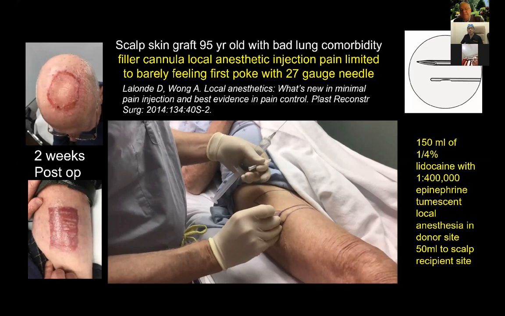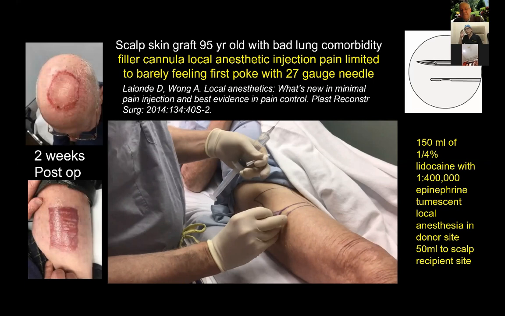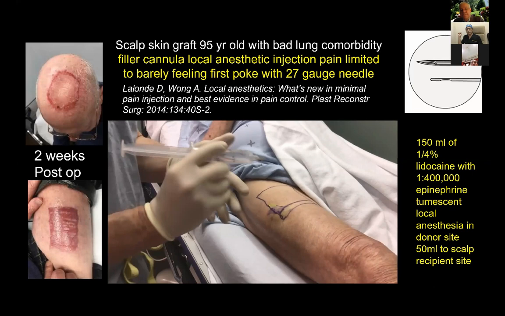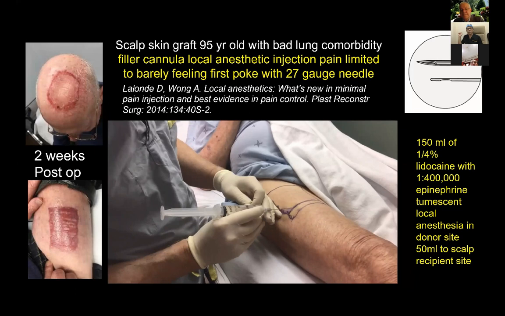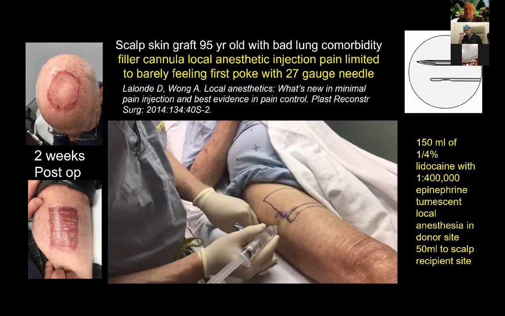Did you feel that little sting there? Nope. So this is a 20-gauge needle, and now I'm through that little hole. I'm going to just twirl it a little bit to make a hole in the skin. Now I'm going to insert this 25-gauge cannula. There we go. Did that hurt? Nope.